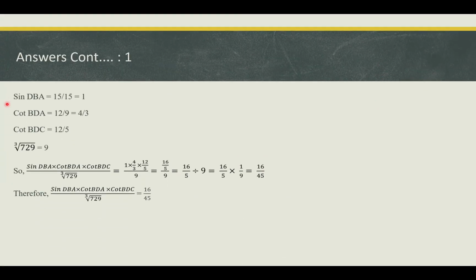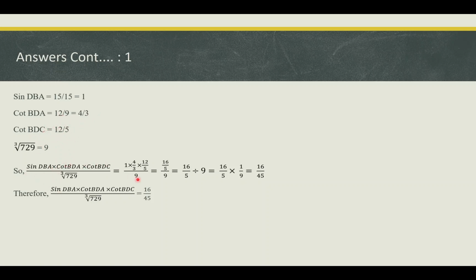So let's discuss this slide. In the previous slide, actually, I have found the value of sin DBA, which is 1, which is actually 15 by 15, but that is 1. You get the gist, don't you? So cot BDA is 12 by 9, which is equal to 4 by 3 in simplified form. And cot BDC is 12 by 5. 12 by 5 can't be simplified, so we just write it as 12 by 5.